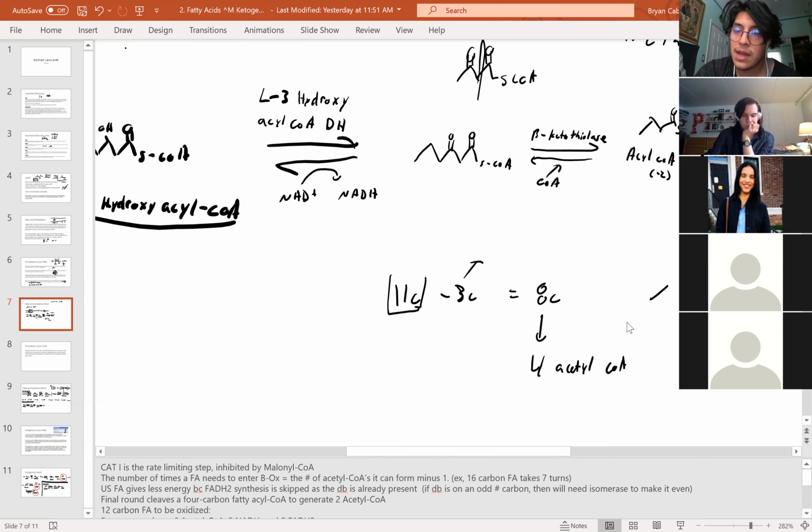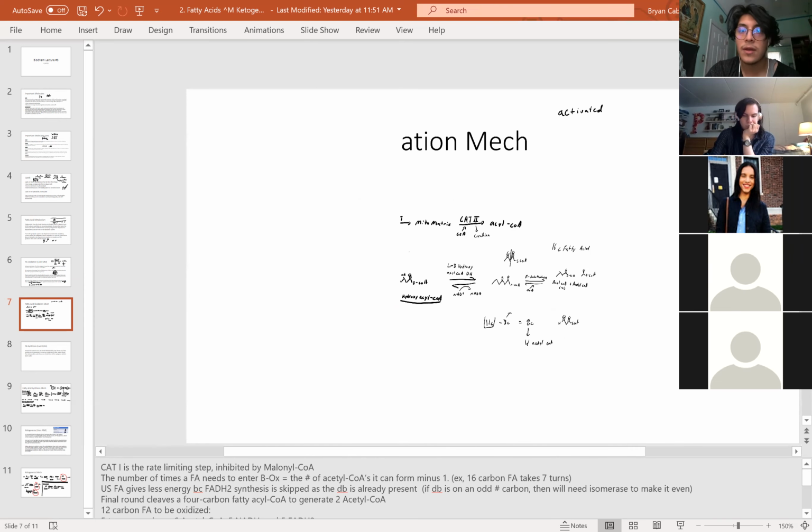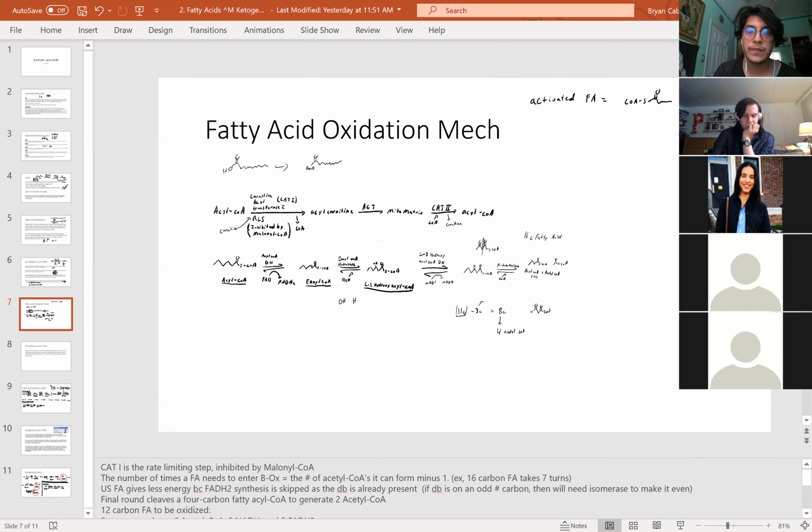And so at the end, you're just going to be left with this structure right here, which is 3 carbons. This structure is not enough to produce another acetyl-CoA, so it is just tossed out, and you're left with your 4 acetyl-CoA and 4 turns. Okay. Any questions about the mechanism?